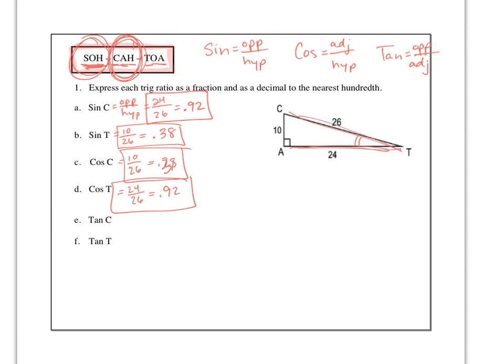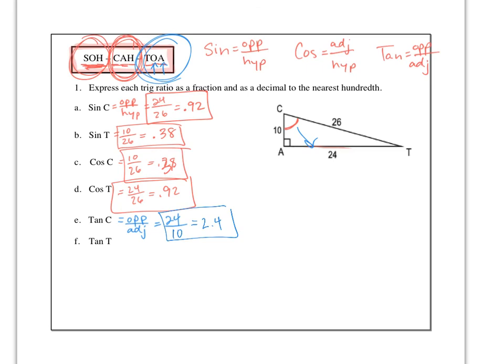Now let's do the tangents. Tangent of C. So we're going to go to angle C. Remember, tangent is opposite over adjacent. SOHCAHTOA. O is for opposite, A is for adjacent. So this is opposite over adjacent. So opposite of C, 24. Adjacent to C, it's either the 10 or the 26, and the 26 is the hypotenuse, so it must be the 10. And then divide them, and you get 2.4. Again, it's just a fluke we're getting the same decimals as last time.